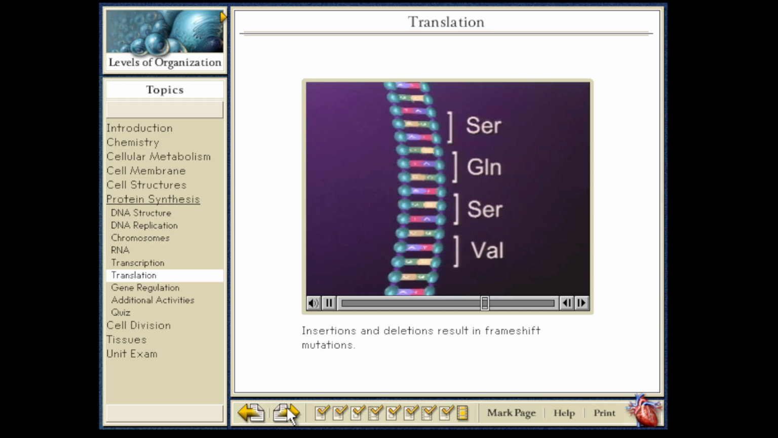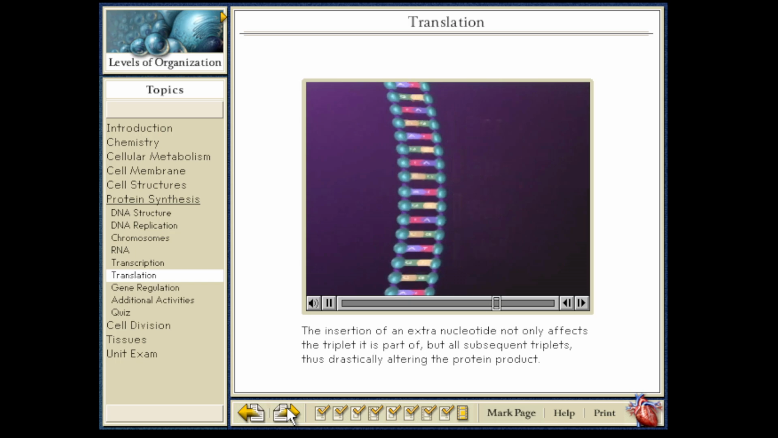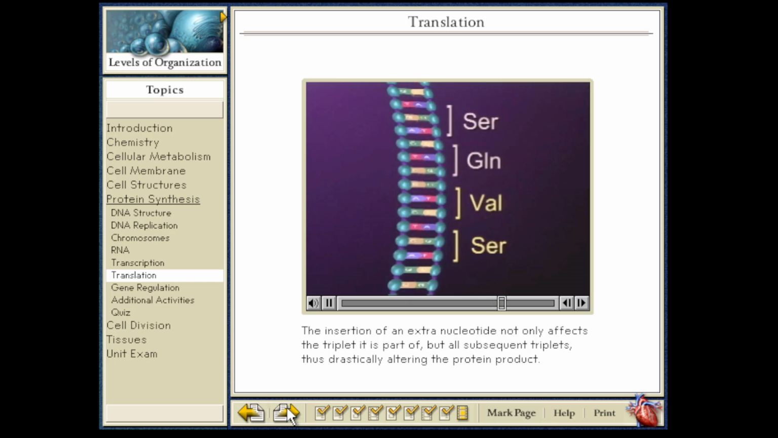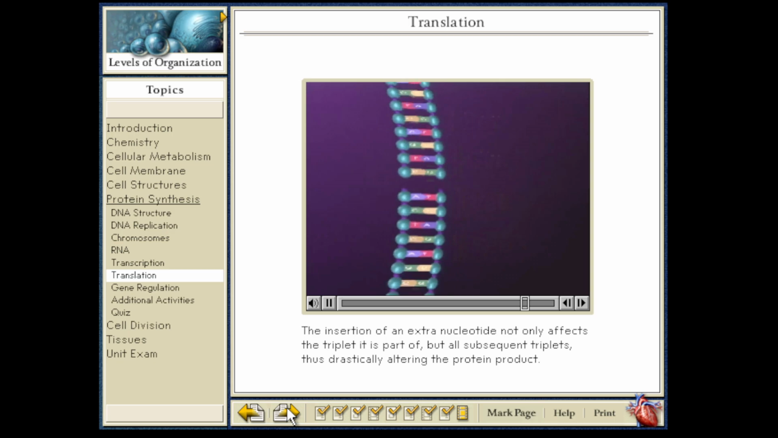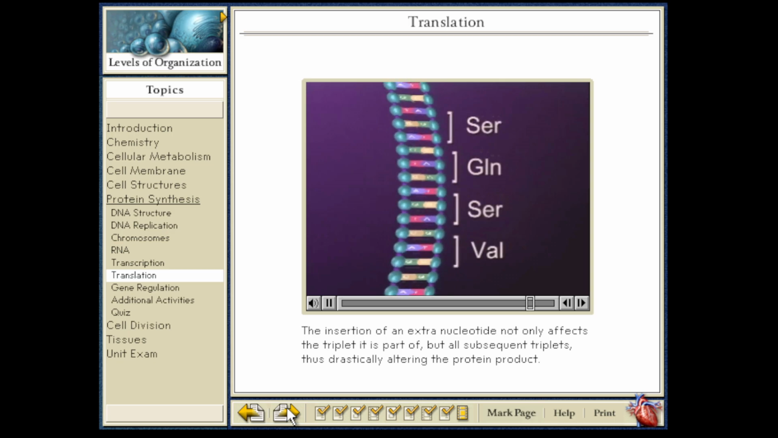Insertions and deletions result in frame shift mutations. The insertion of an extra nucleotide not only affects the triplet it is part of, but all subsequent triplets, thus drastically altering the protein product. The result is similar if a nucleotide is deleted.